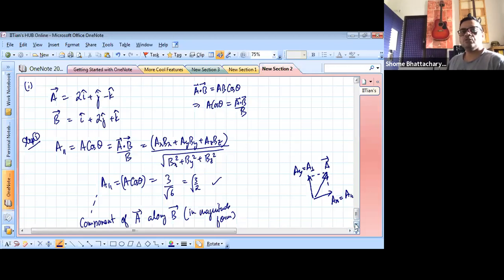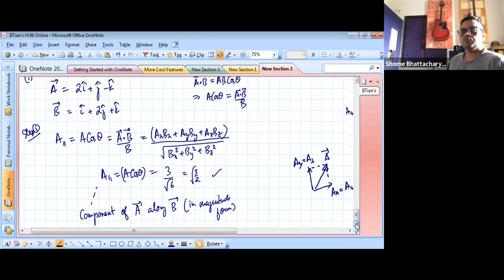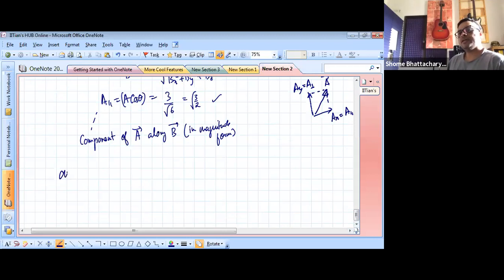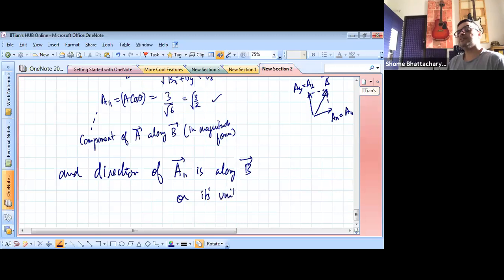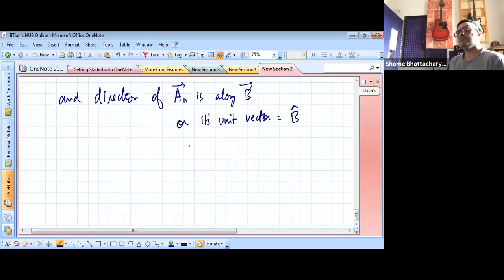Okay, now next thing we want to convert this to a vector. And the direction of this as a vector is along the vector B, or its unit vector. Unit vector gives a vector direction is which one? B cap, where B cap is nothing but the vector B divided by its own magnitude.